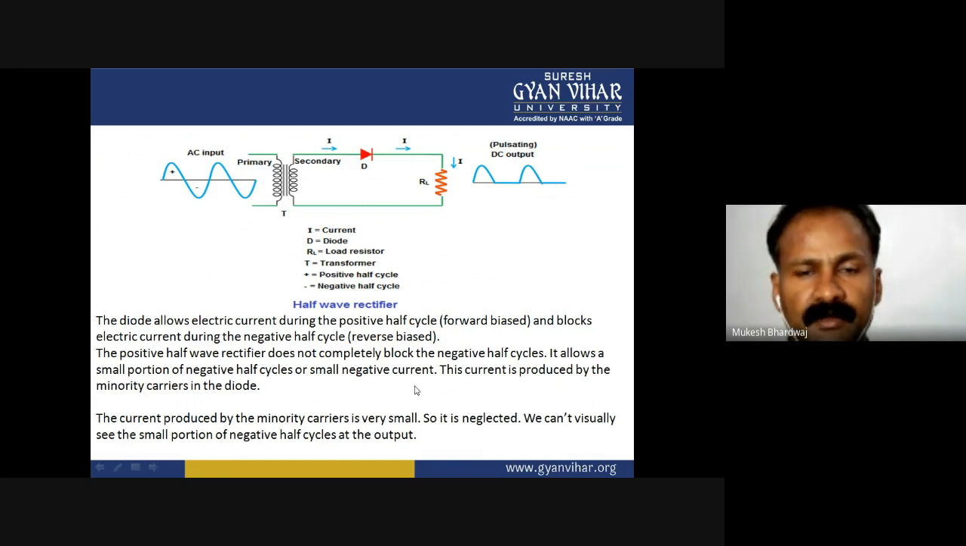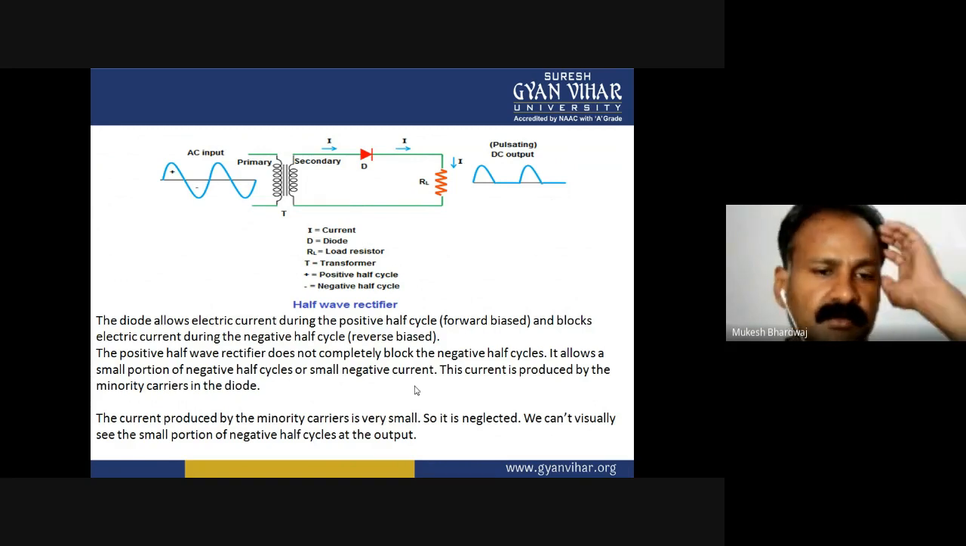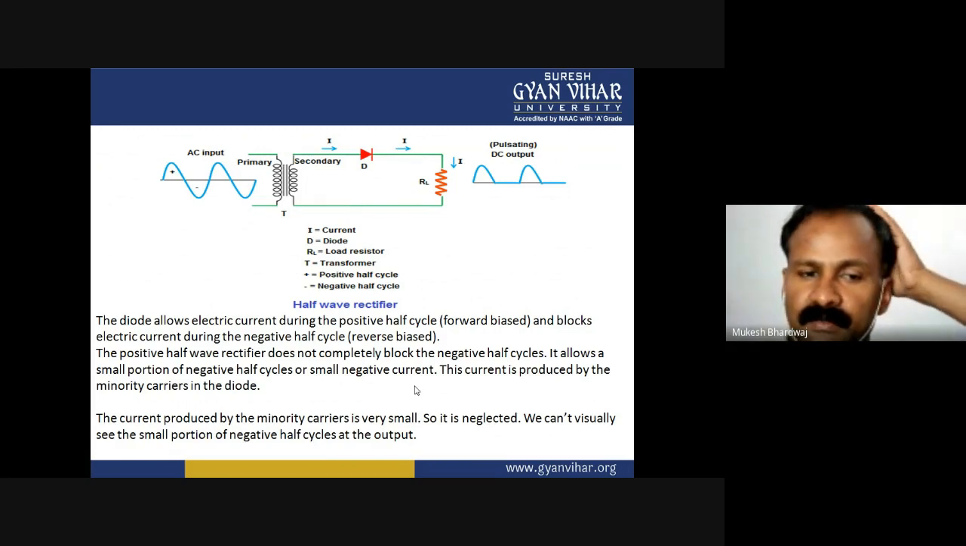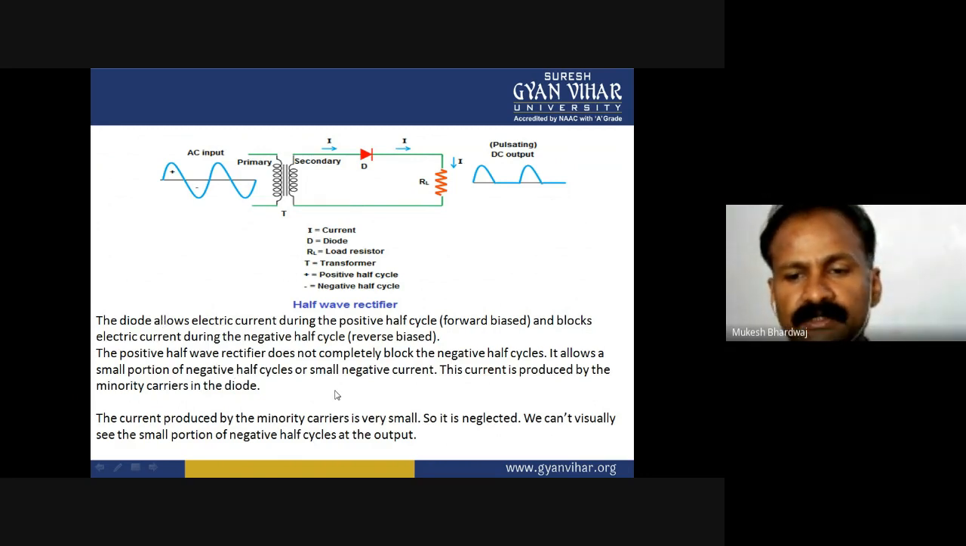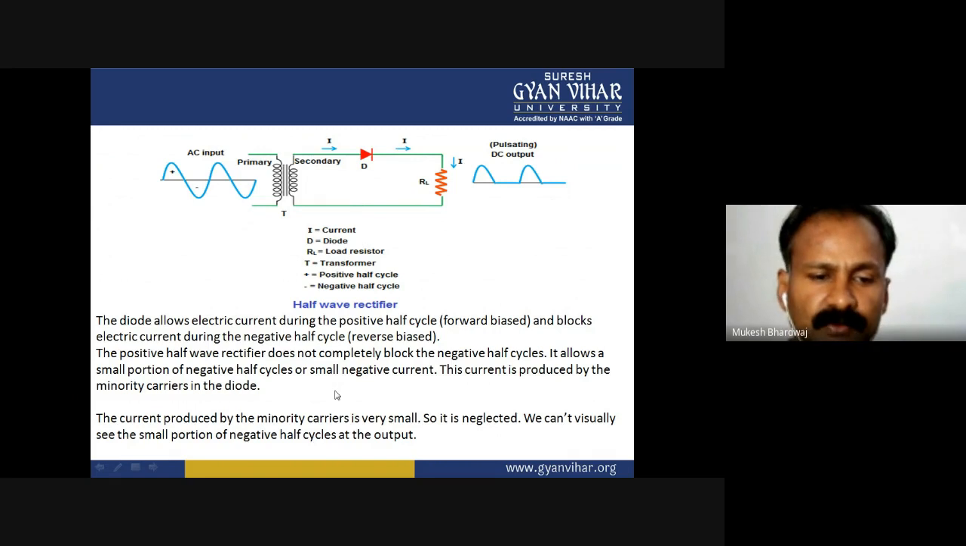So this is the diagrammatic representation. The diode allows electric current during the positive half cycle, forward bias, and blocks electric current during the negative half cycle, that is, reverse bias. The half wave rectifier does not completely block the negative half cycle. It allows a small portion of the negative half cycle, or a small negative current. This current is produced by the minority carriers in the diode, and it is very small, so it is neglected. We can't visually see the small portion of the negative half cycle at the output.